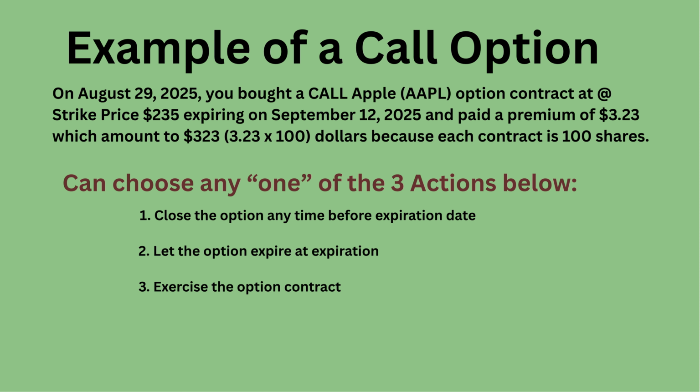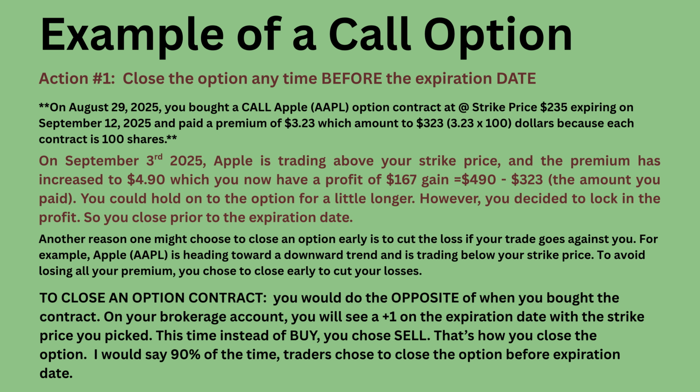With any option contracts, you can take any of the three actions listed below. Number 1, you can choose to close the option any time before the expiration date. Number 2, you can let the option expire at expiration. Number 3, you can exercise the option contract. Let's take a look at each action.